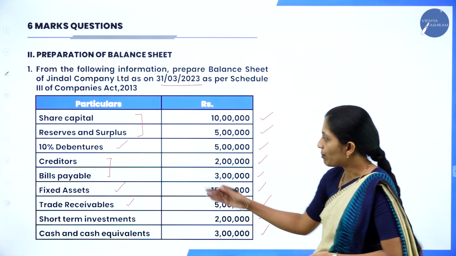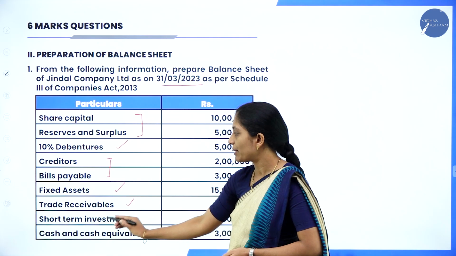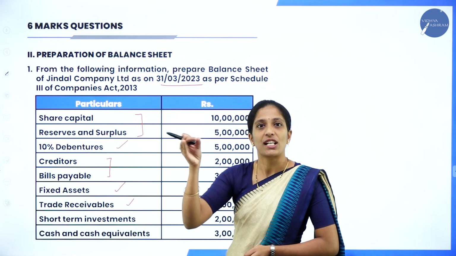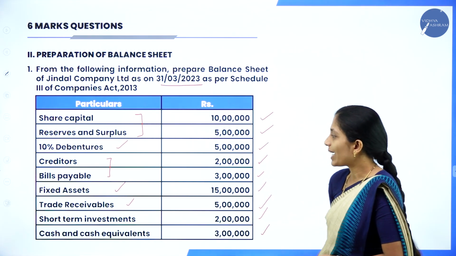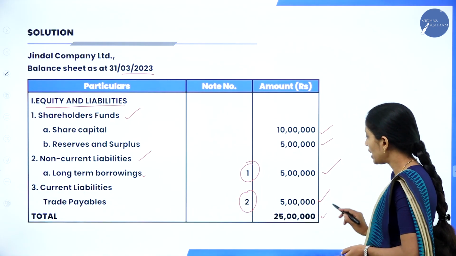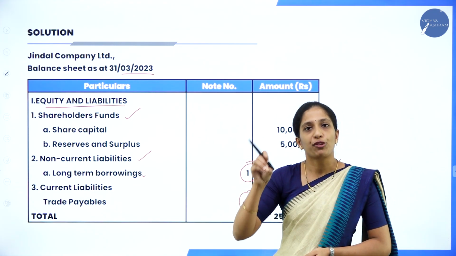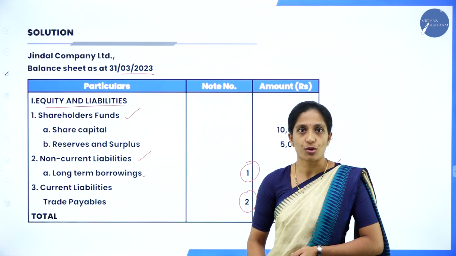Rest all the items, here we have fixed asset, trade receivable, short-term investment, cash and cash equivalents. All these are assets. Now we have to total. So total is 25 lakh. I hope you are clear with this. Certain items come under a few headings for which we have to prepare a note.